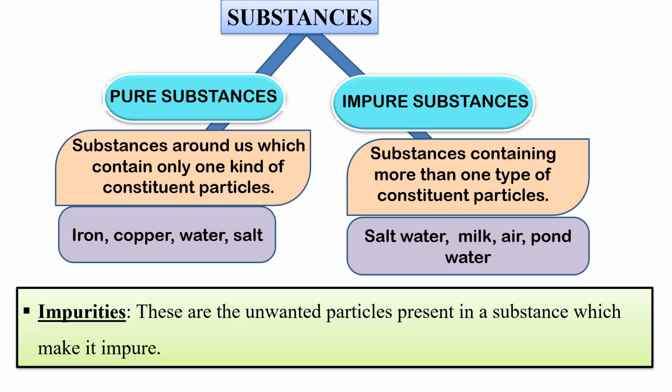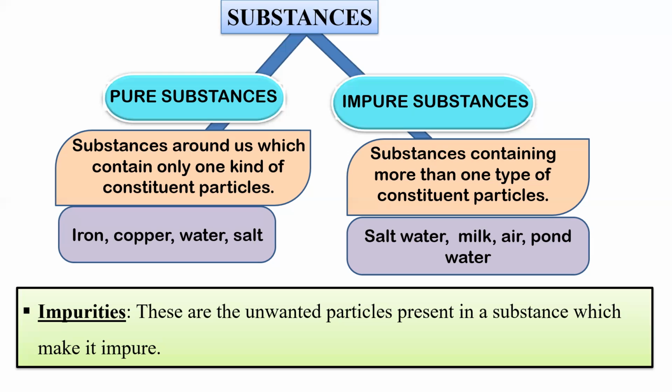Now what are impure substances? Substances consisting of more than one type of constituent particles. Like if we take a mixture of salt and water, it will contain salt and water. Milk also has dirt, germs, and Dettol. Air has carbon dioxide, nitrogen, hydrogen. Pond water has salt and Dettol. Water, it's a mixture.